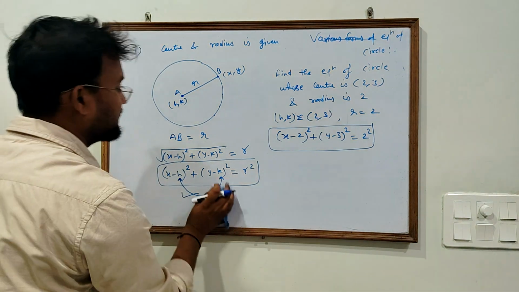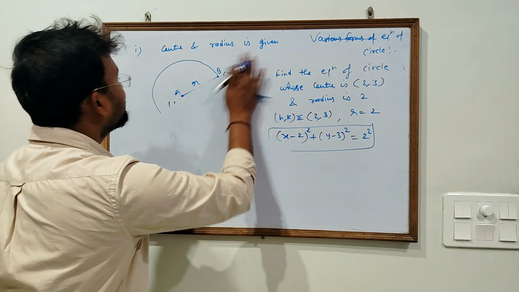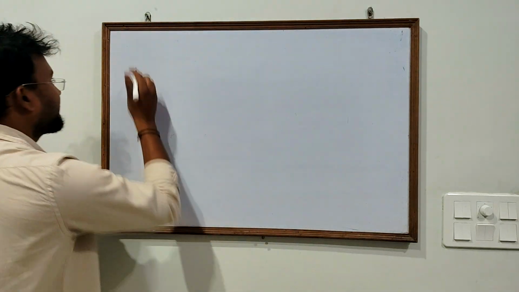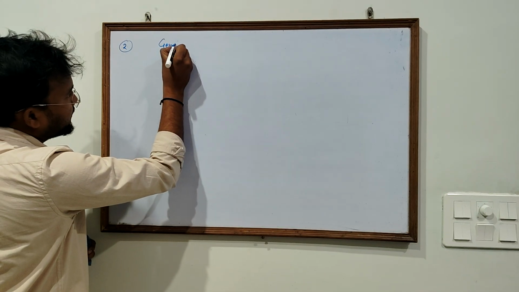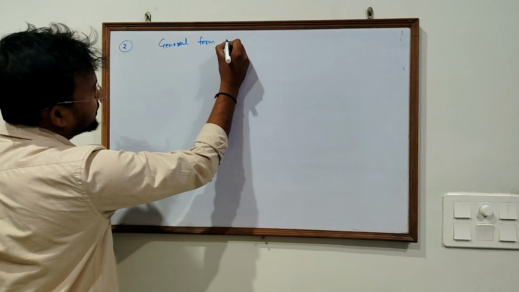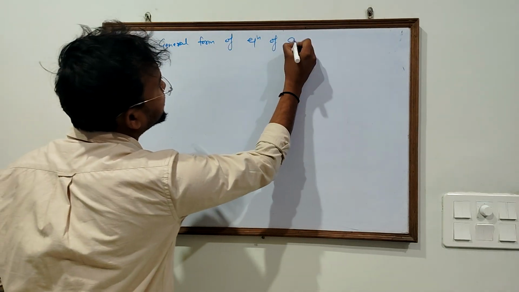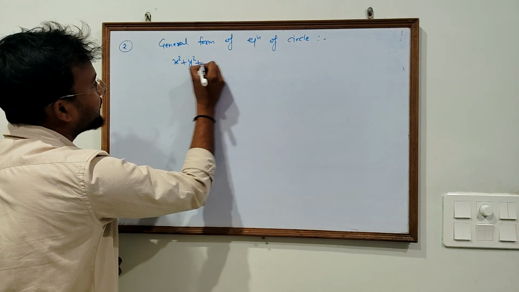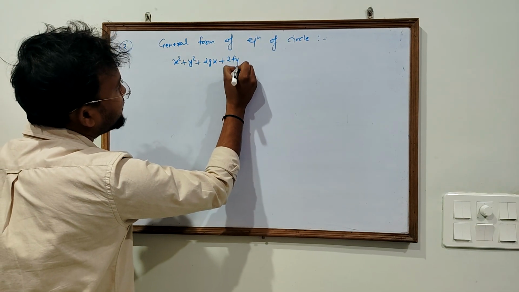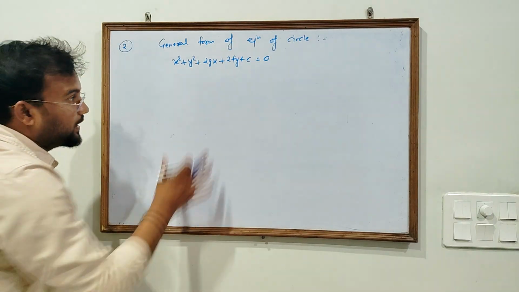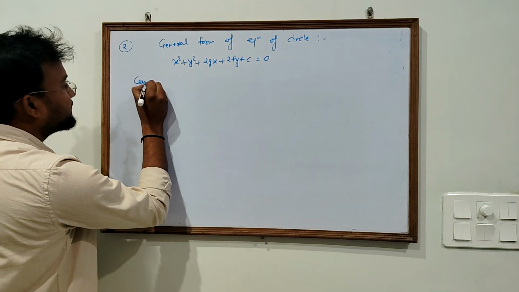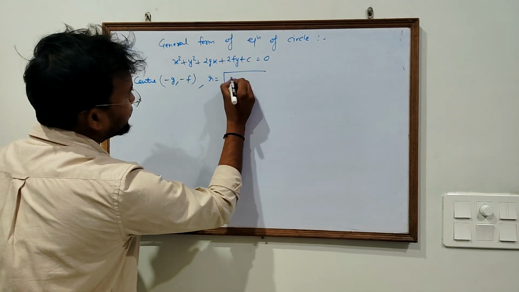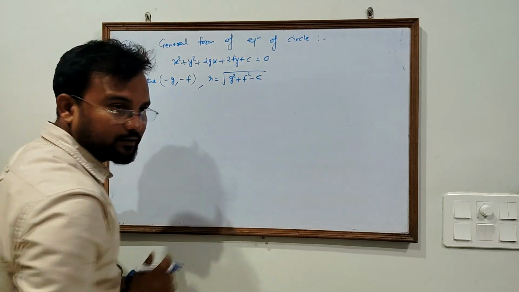Okay, boys and girls. Bachon, what is the second form? Second form is the general form of the equation of circle. What is the second type? General form of equation of circle. So what is the equation of circle in general form? x square plus y square plus 2gx plus 2fy plus c is equal to 0. This is called the general form. Here the center is minus g comma minus f and the radius is root g square plus f square minus c.